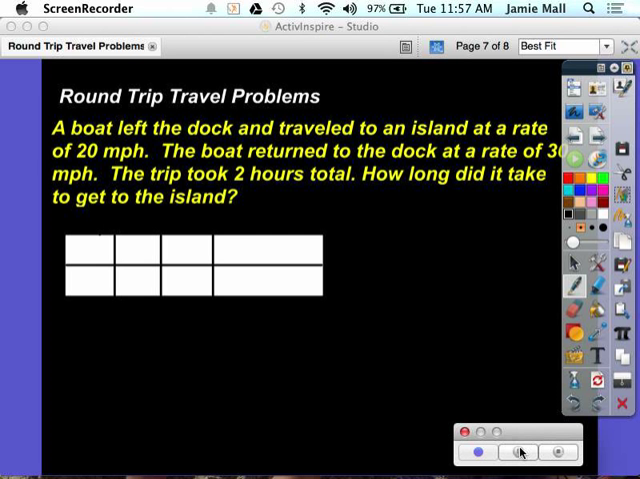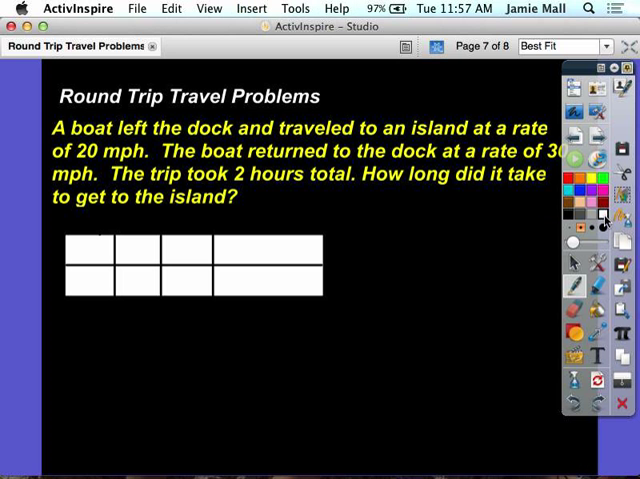Okay, today I wanted to review with you all how to solve round trip travel problems. For these problems, we're still working with the notion that distance is equal to rate times time, just like with the same direction travel problems. The difference between these is how we're going to set up our let statement for the time.